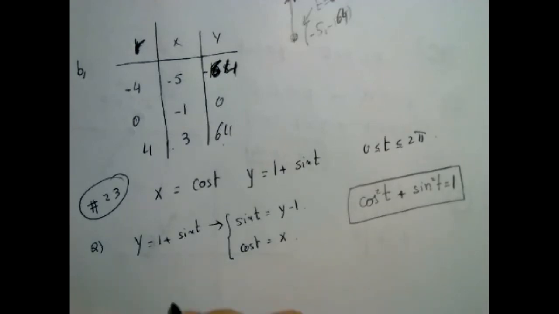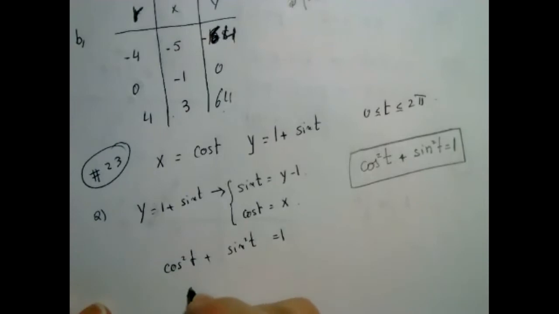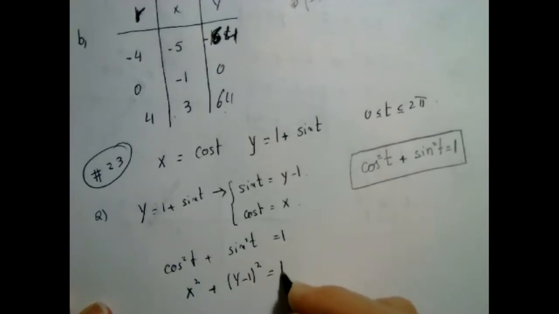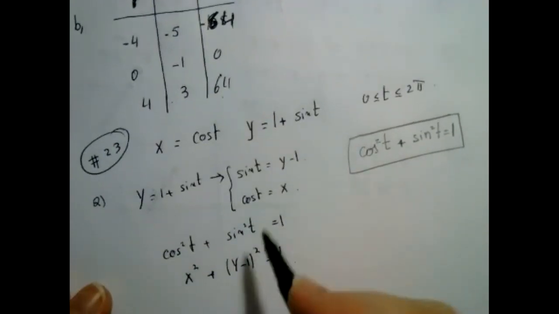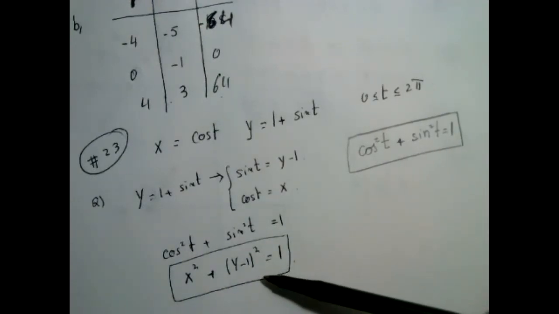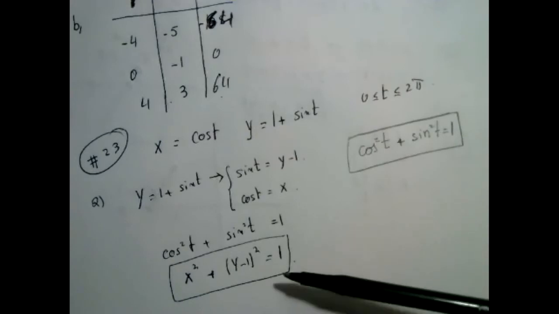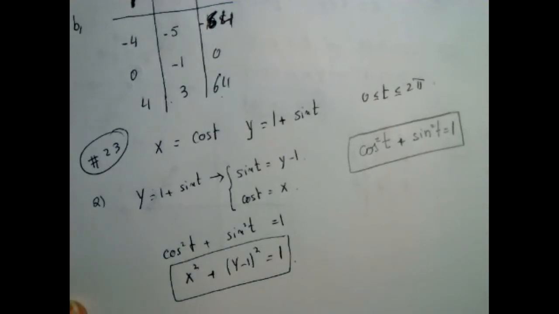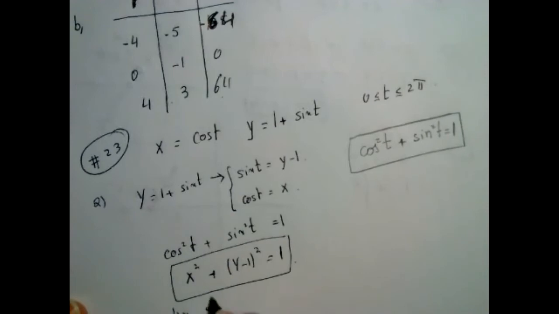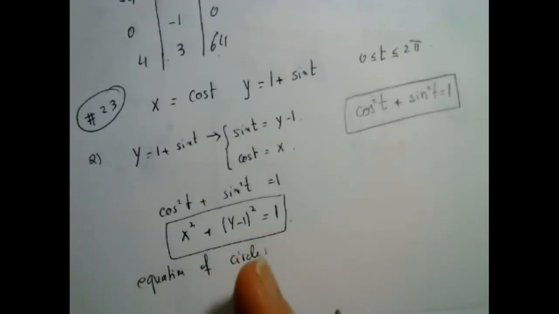Because when I do that, then I can say the cosine squared plus sine squared is 1, regardless of what t is. So that's an identity. It means this is going to give me x squared plus y minus 1 squared equals 1. And this is the relation that exists between x and y. Now, this is the equation of what? Of a circle. That's a circle. It means if we draw all the points that satisfy this equation, we're going to get a circle.